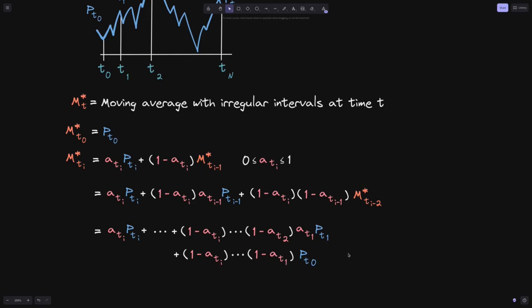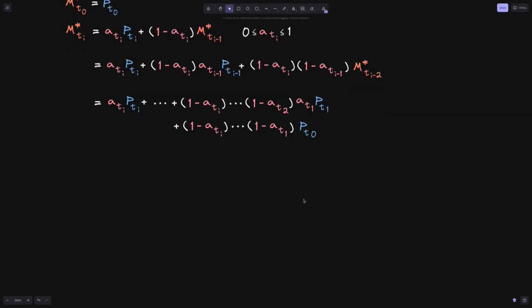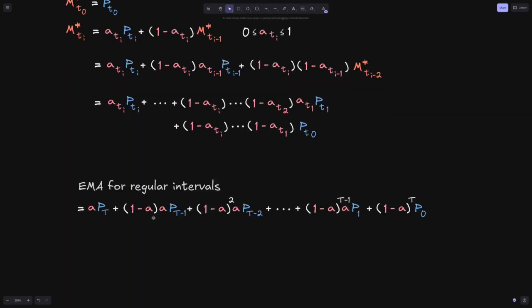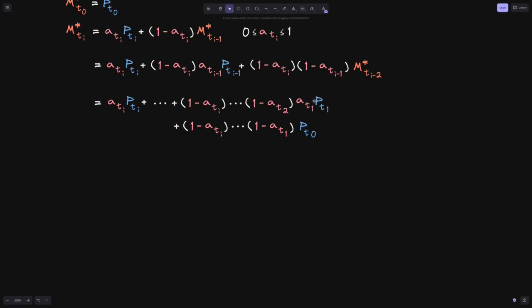Now remember that the equation for the exponential moving average for regular intervals looked like this. Each term, as it goes further back in the past, is multiplied by a power of 1 minus a, and the last term being multiplied by 1 minus a to the power of time elapsed. And you can check for yourself that the equation for the irregular intervals will match the equation for the regular intervals when all of these a of t of i are equal to each other. Okay, this is what the equation will look like when we expand all of the terms out. Next, I'm going to explain how this a of t of i is picked.